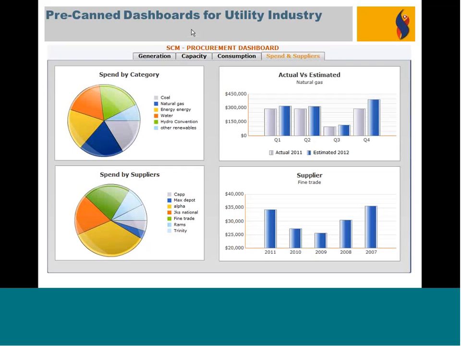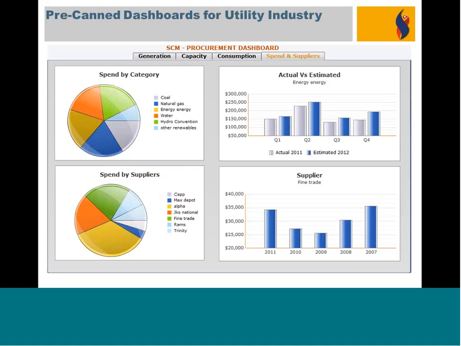Now you have, for example, here something about procurement. What this does is it gives you information about a utility, about generation, about capacity, and about spend analysis. If you, for example, look at the left-hand side, it will give you spend by category. So if you look at, let us say, water, it will give you quarterly information about the actual for 2011 and what is projected for 2012. You can also look at spend by suppliers.